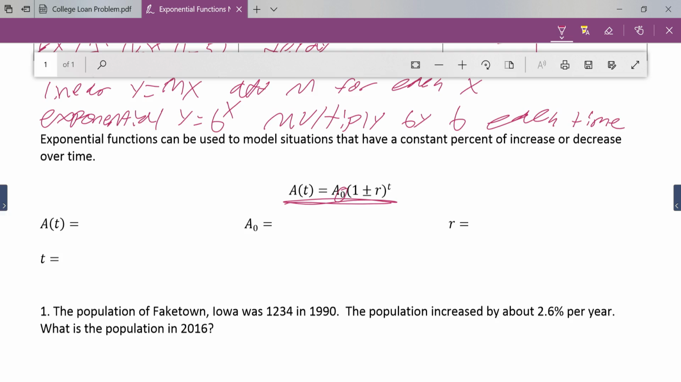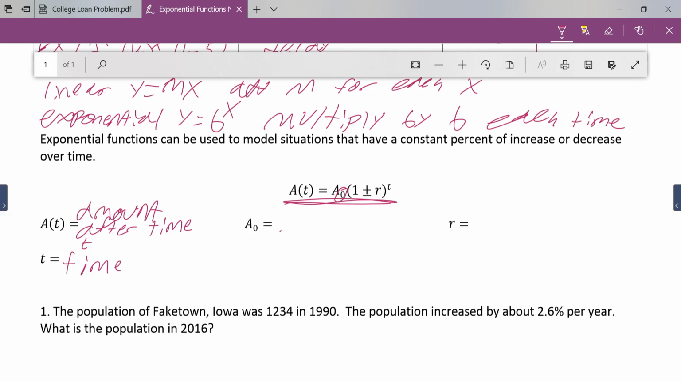And we'll talk about that in a second. But as I said, A of t just refers to our amount after time t. And then our t just stands for time. So this can be months, this can be years, this can be minutes, it just depends.